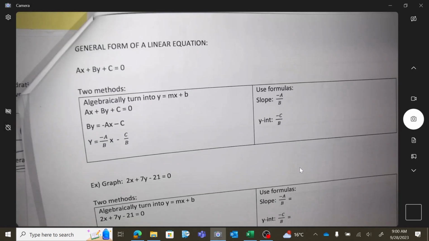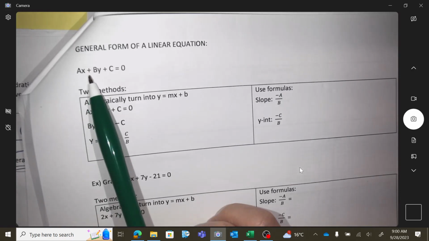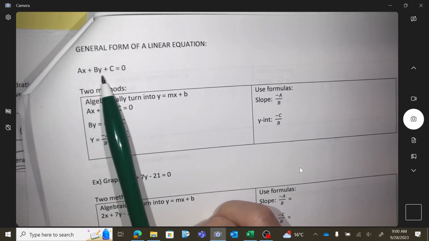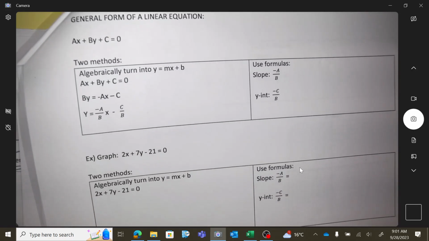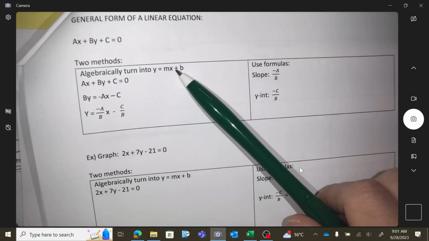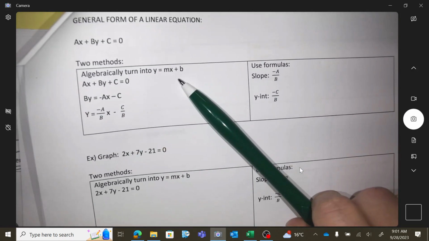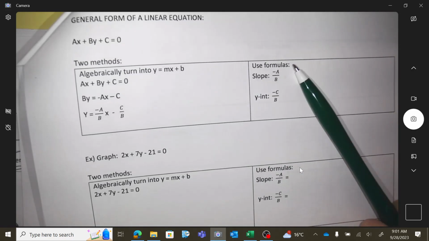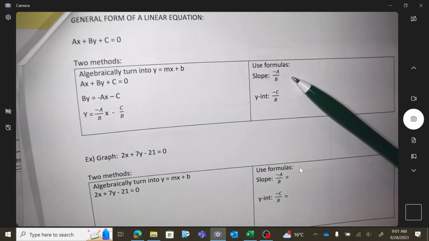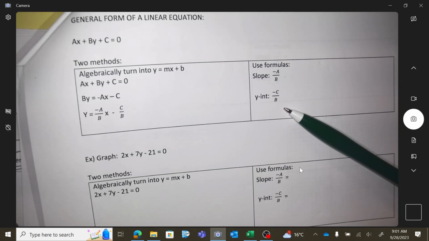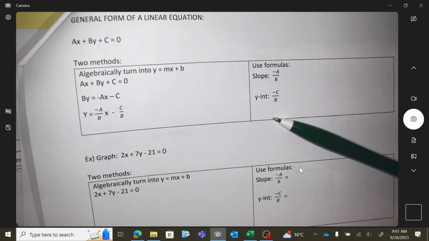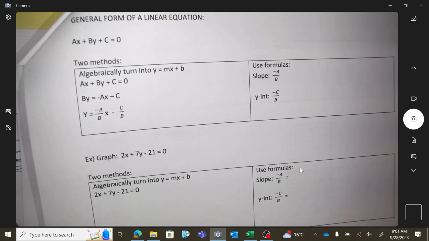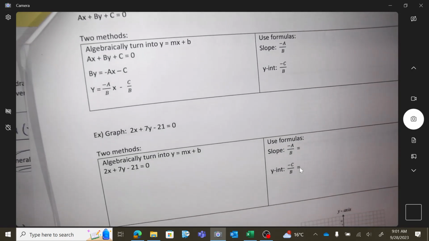Okay, so the general form of a line looks like this, where it would be ax plus by plus c equals 0. So I'm going to show you two methods. Method 1 is just using algebra to turn it into yesterday's form. Method 2 is that there are these formulas, and they would be provided for you on a formula sheet. If you like to use them, you can do that. Okay, so number 1, here we go.